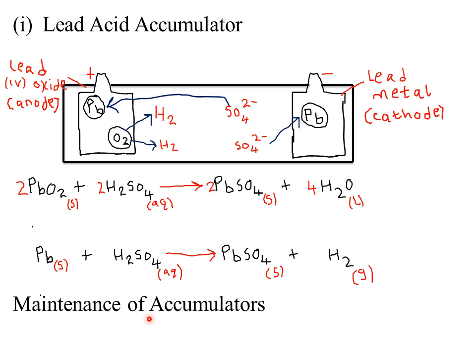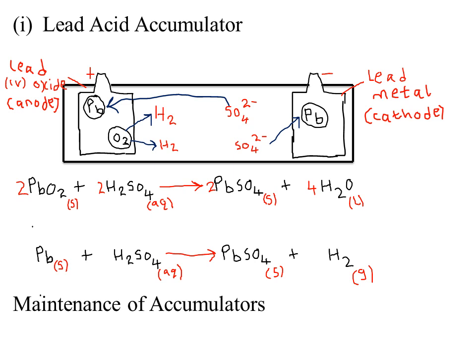Then the second way of maintaining accumulators is that the accumulator should be charged when the EMF of the cell drops below 1.8 volts and when the relative density of the acid falls below 1.12. So remember, we said that a single cell should have 2.2 volts. So if you realize that the level of the cell has actually dropped below 1.8 volts, you should recharge it.